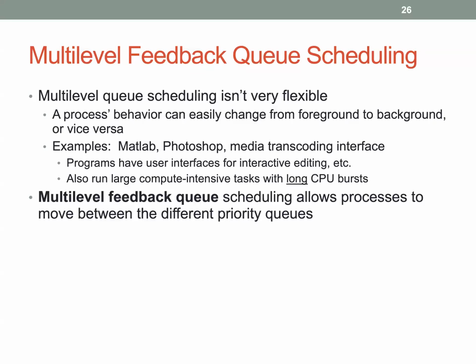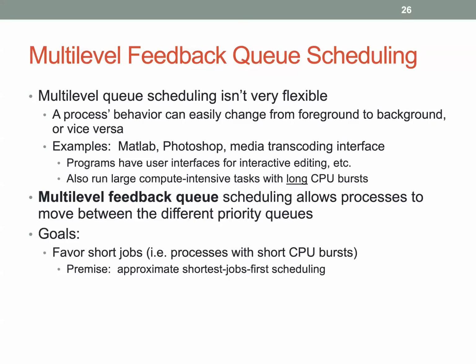So multi-level feedback queues allow the scheduler to adapt to the way a process is behaving. So instead of just having these priority queues of different kinds and then putting a process in a queue and leaving it there, now we can actually move processes between queues based on the observed behavior of the process. So as the goals here, favor short jobs because we're assuming that these are probably going to be interactive processes. So short CPU bursts, longer IO bursts. They relinquish the CPU regularly, so they almost never completely use their time slice.